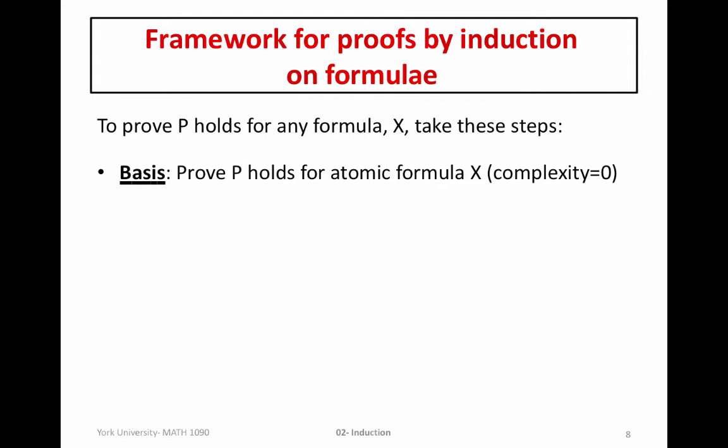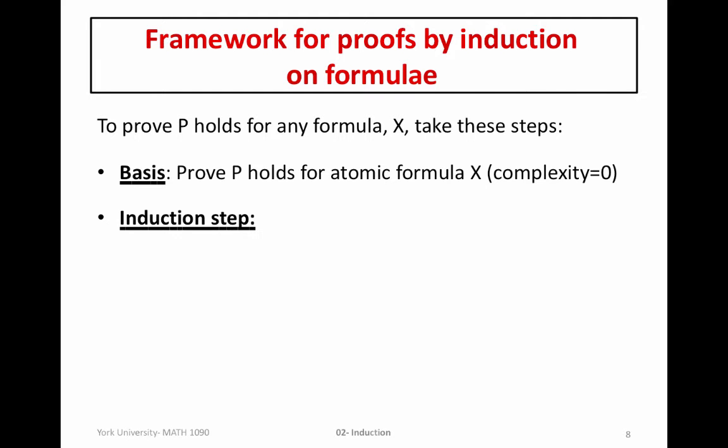So we have again two steps, two cases. The first is the basis step or the basis case. We need to prove that the property P holds for all atomic formulae x. In this case, we're considering that the complexity of our formula x is 0. Any atomic formula is defined to be a formula of complexity 0, has no connectives. So we prove that our property holds for all atomic formulae, all formulae with complexity 0.